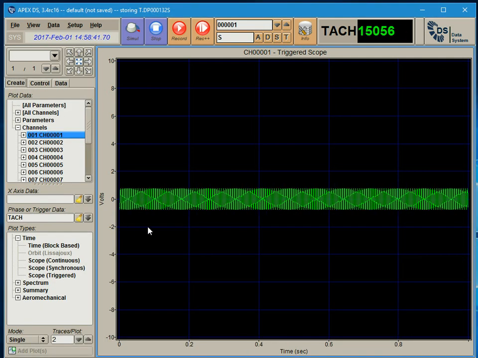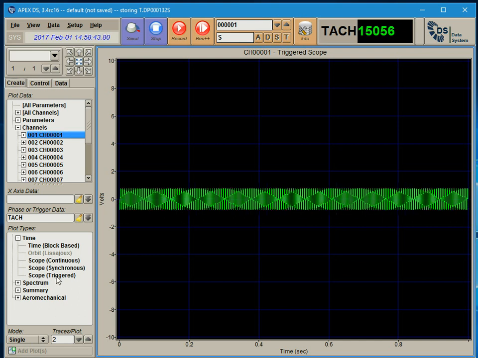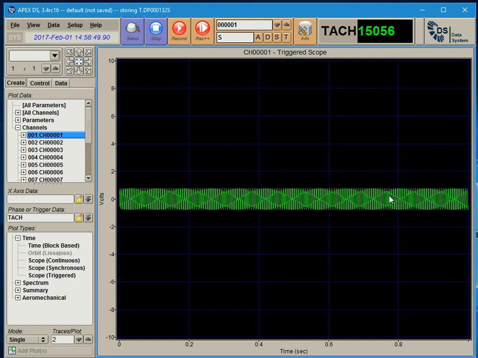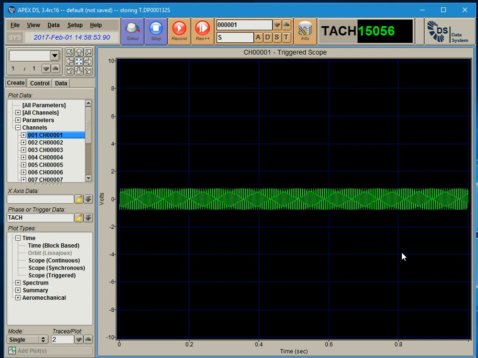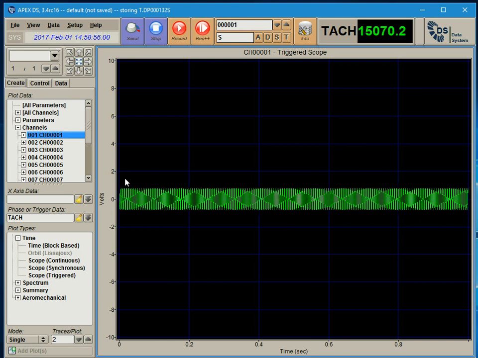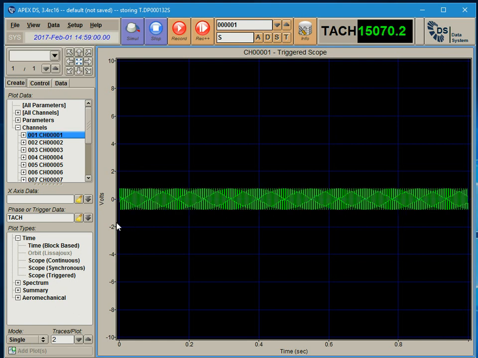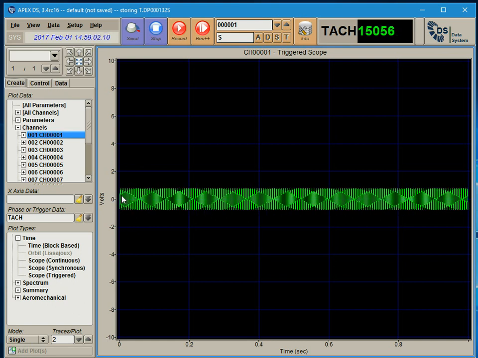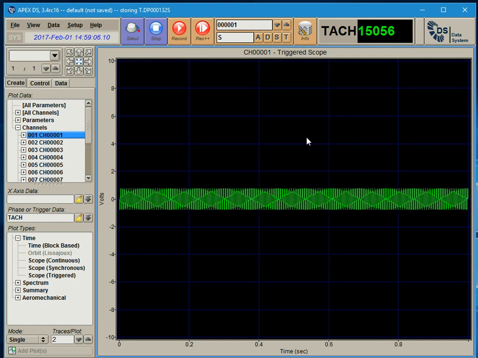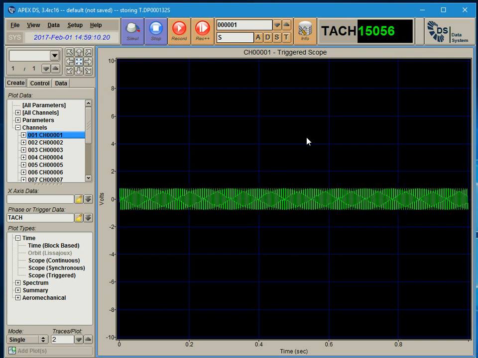Okay, so that is the scope triggered plot. Like a regular time-based plot, you can expand the x-axis out to many seconds. But the key is that it requires a tack, and it will start to trace or trigger on the tack signal. So that's the scope triggered plot.